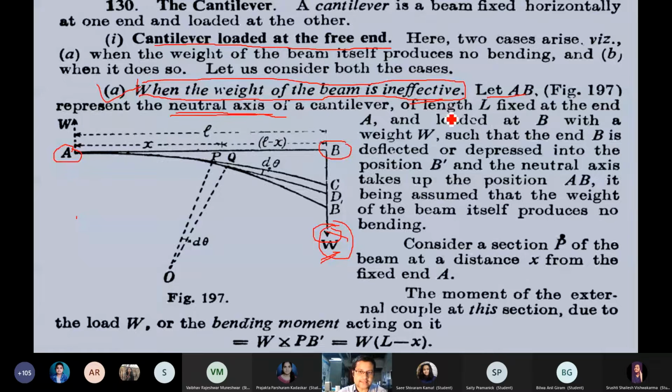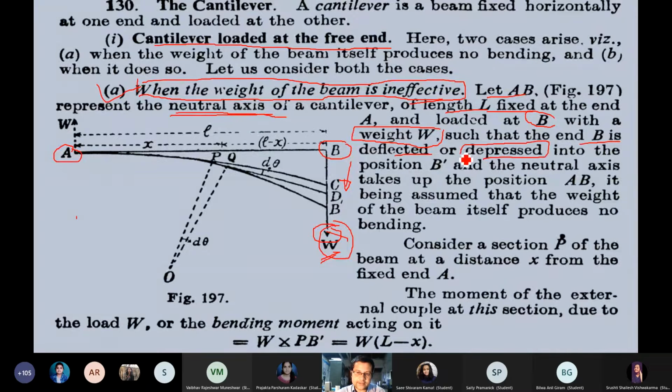This neutral axis has its original length, which we call L. We apply the load, the weight W, at the other end, which we call B. Because we apply that weight W, the end B is deflected, or depressed.